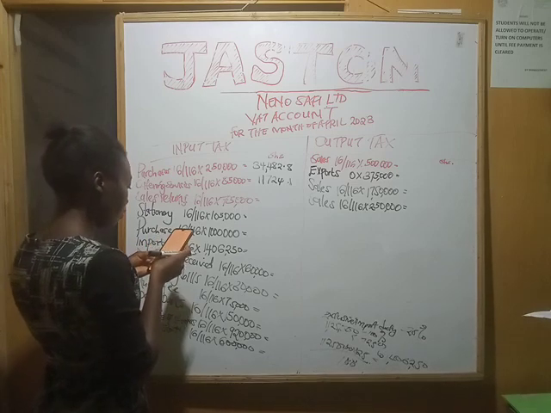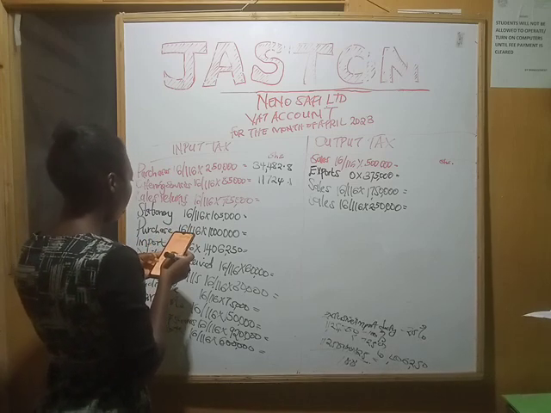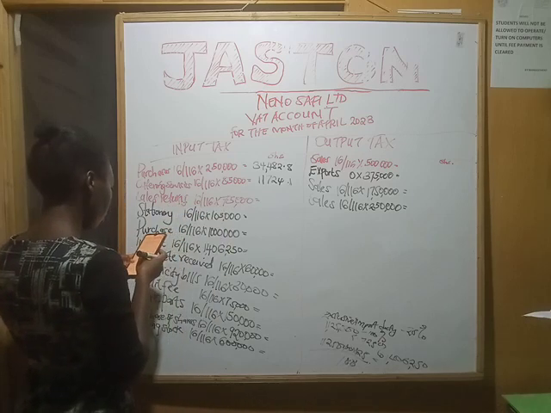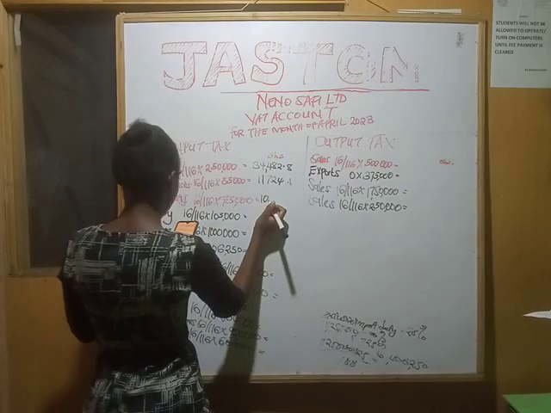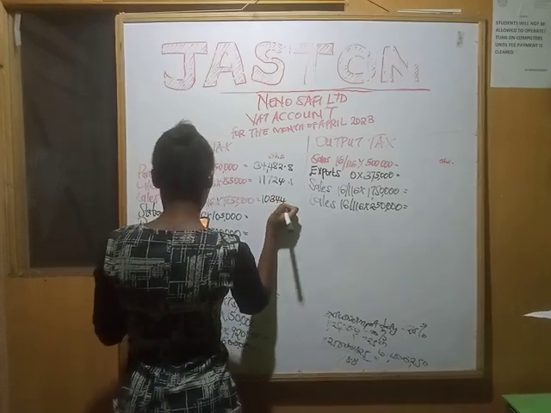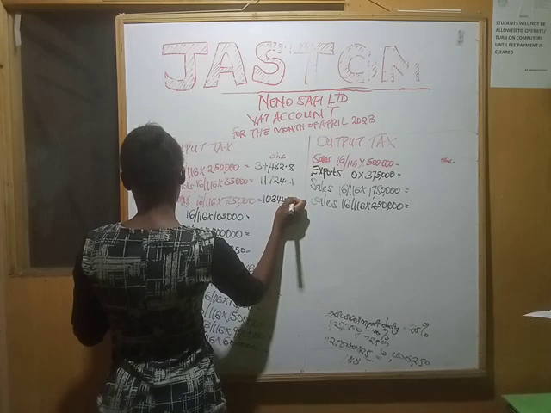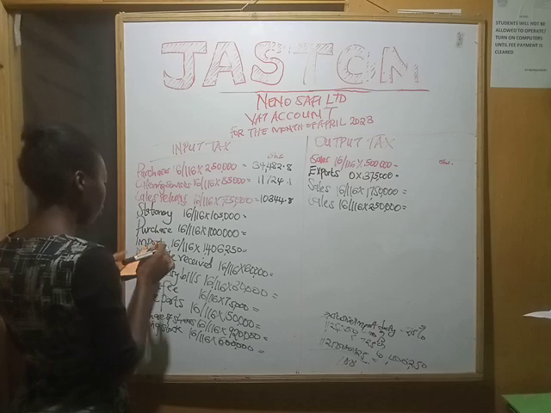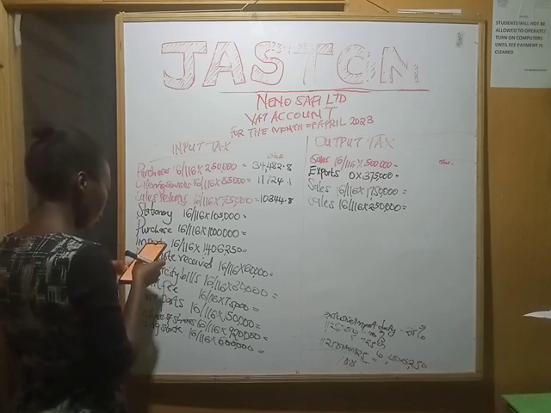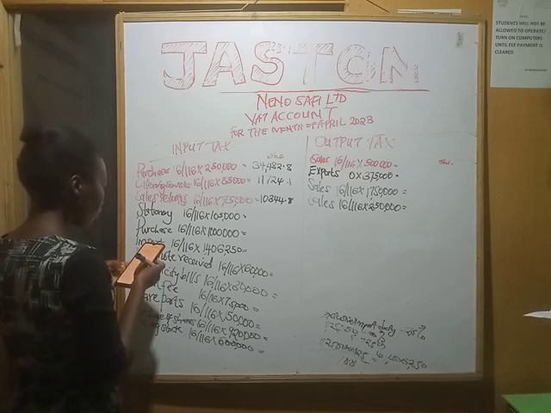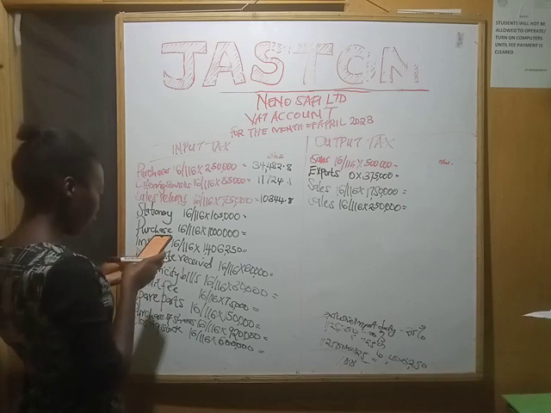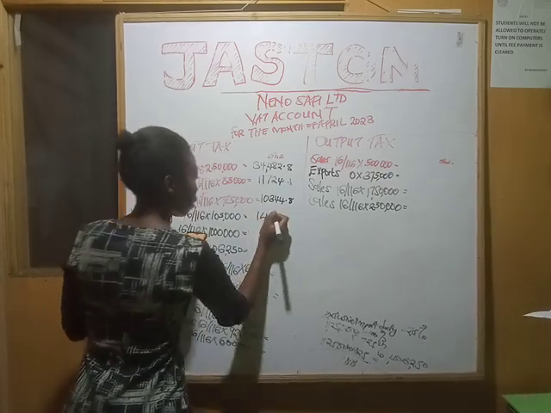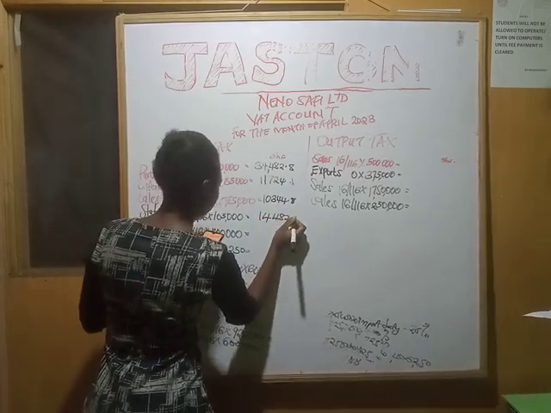The sales returns, we have 16 over 116 multiplied by 75,000. We have 10,344.8. We will have the next one, the stationery: 16 over 116 multiplied by 105,000, giving 14,482.8.